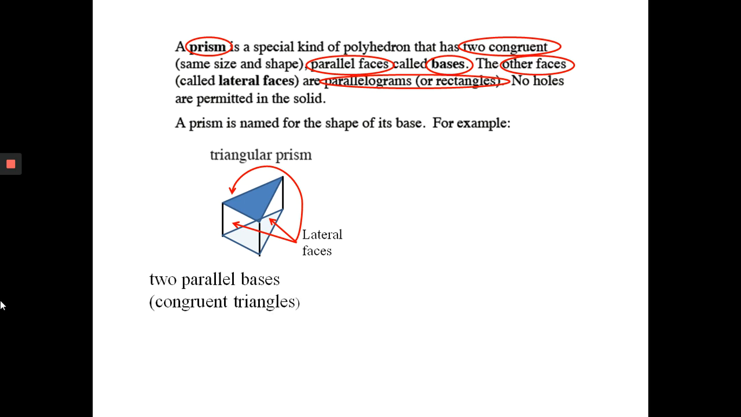The two parallel bases are congruent triangles. Okay, so these two things have to happen. They have to be parallel and they have to be congruent in order to be the name of the prism, in order to be called a base.